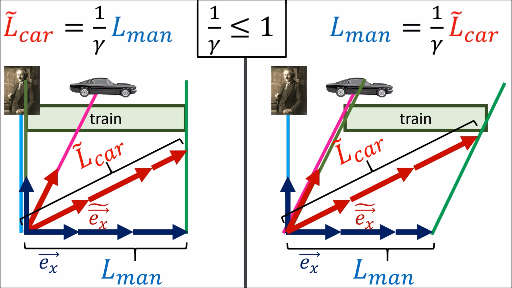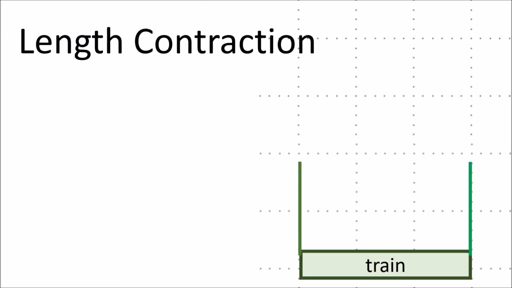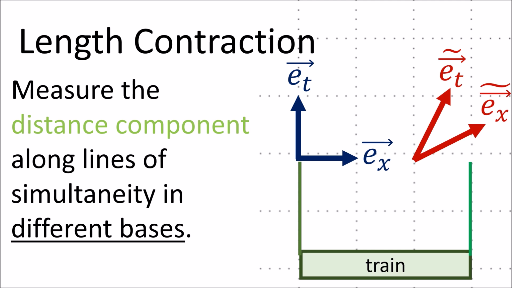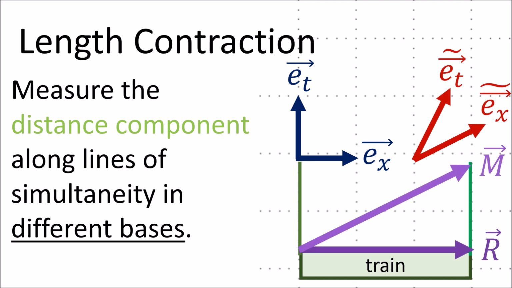Just like time dilation, it might seem like length contraction formulas are self-contradictory, but you need to remember they each refer to a different train that we are measuring using different vectors. So length contraction is about measuring the distance component of different vectors along lines of simultaneity in different frames.